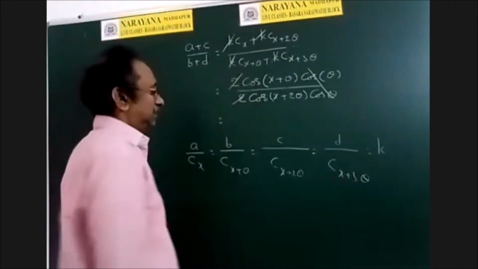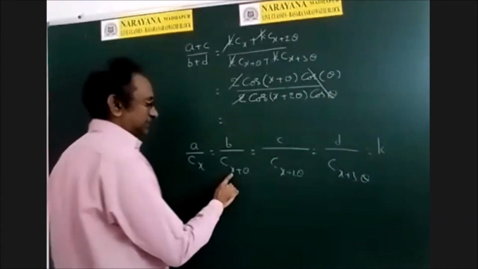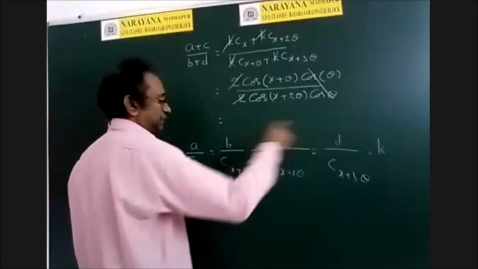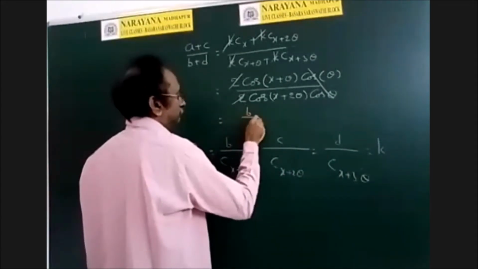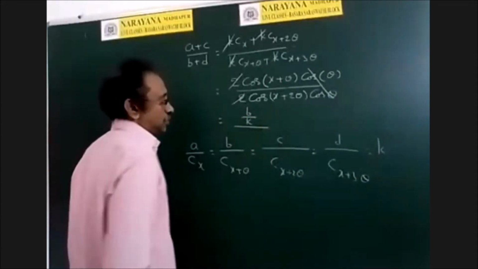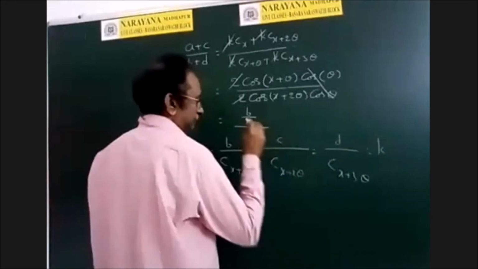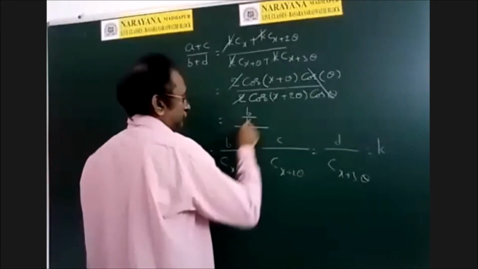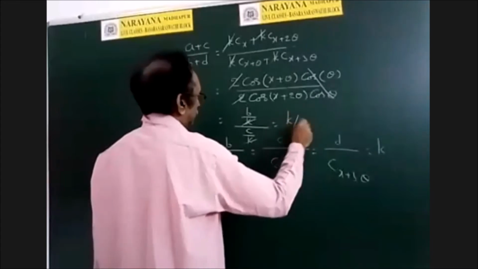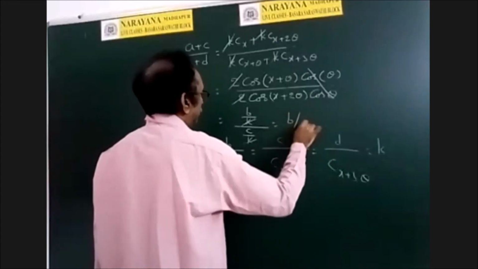2 is cancelled. So what is cos x plus theta? That can be written as b by k, divided by what is cos x plus 2 theta? C by k. So k is cancelled. The answer is b by c.